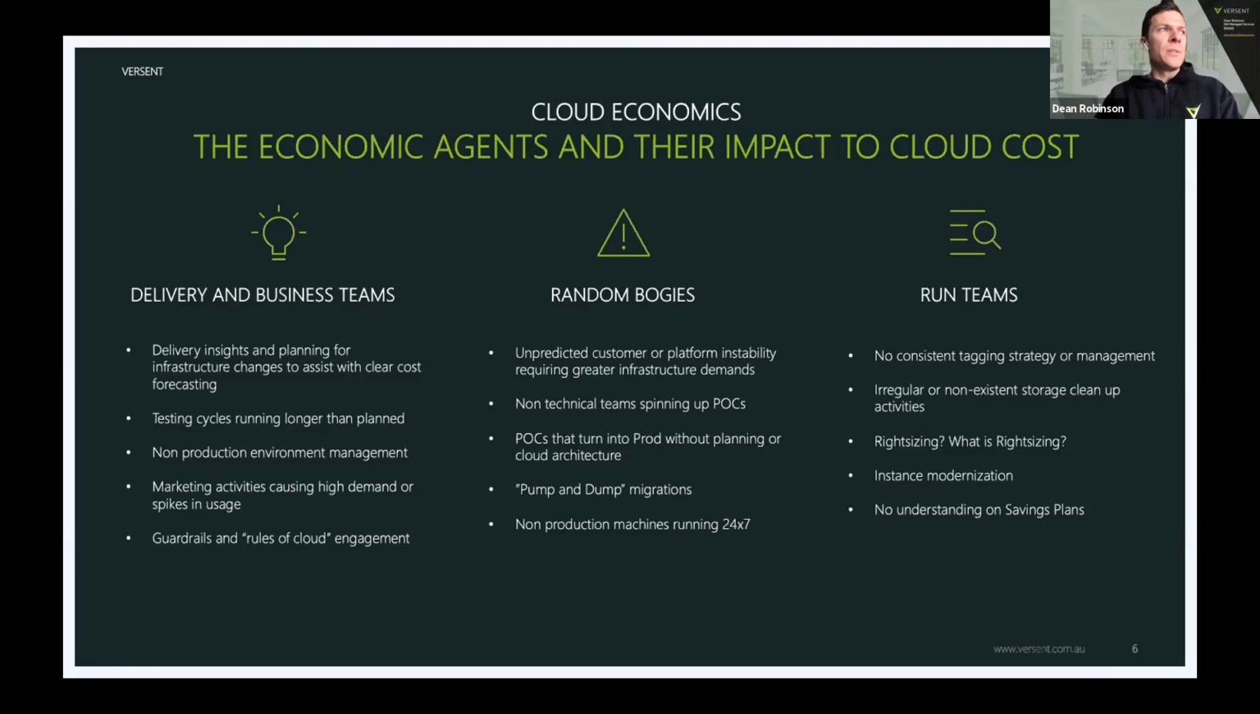I've walked into environments where customers have had amazing auto scaling, but have not had it scale down, and they've got 12 web servers running when they probably only need 2. So really important that yes, auto scaling is great, but are you scaling it back down, and how are you managing that appropriately? I think another important one is the guardrails and the rules of cloud engagement.